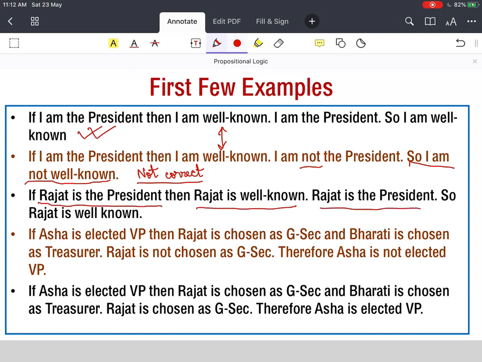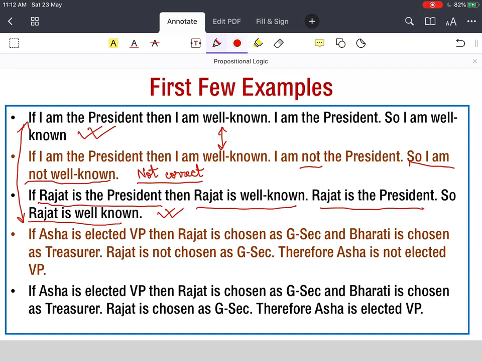Let us look at the third one. It says Rajat is the president, then Rajat is well known. It also says Rajat is the president, so it concludes Rajat is well known. Obviously, this is correct. And this has a stark similarity with the first one. So we must be able to show that the structure of the first one and the structure of the second one are identical.